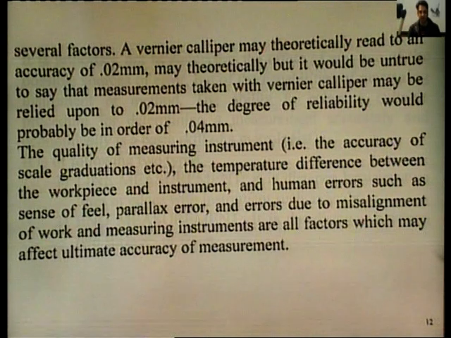The quality of the measuring instrument, that is the accuracy of scale graduations, etc., the temperature difference between workpiece and instrument, and human errors such as sense of feel, parallax errors, and errors due to misalignment of work and measuring instruments are all factors which may affect the ultimate accuracy of the measurement. So, temperature is very important. As the temperature rises, the reading will be on the higher side.